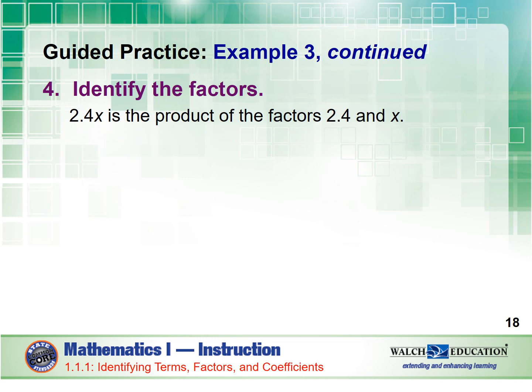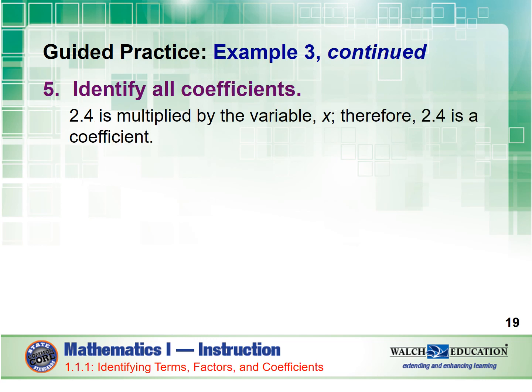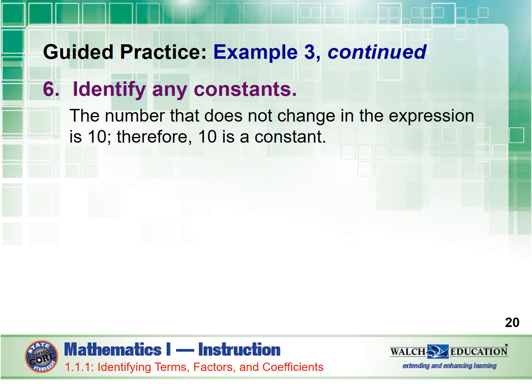Now we're going to identify the factors. Well, only one of them has a variable, and so that's 2.4 and x are the factors. And then coefficients, only one has a variable, and the number that is with the variable is your coefficient, so that's 2.4. And the constants, remember, that's the one without the variable, and that's the number that does not change in the expression, and that's the number 10.